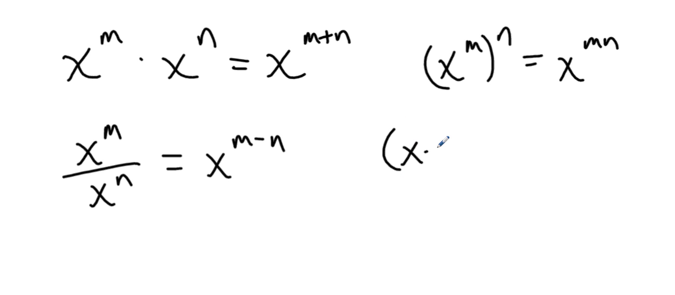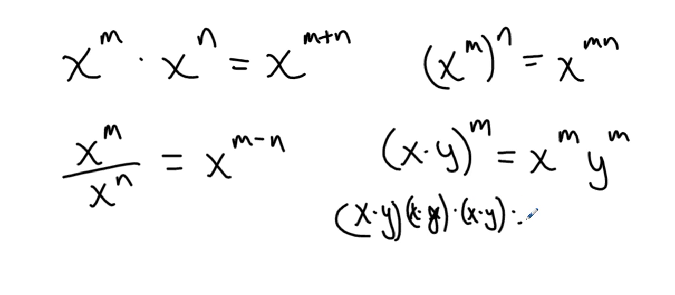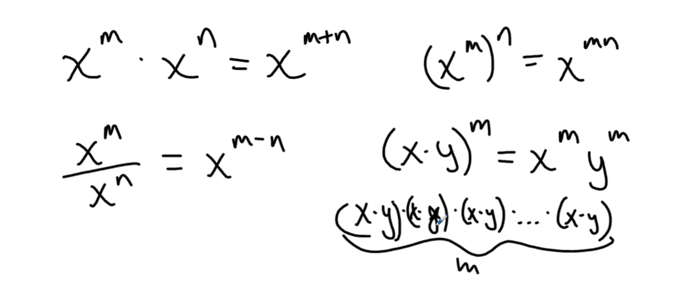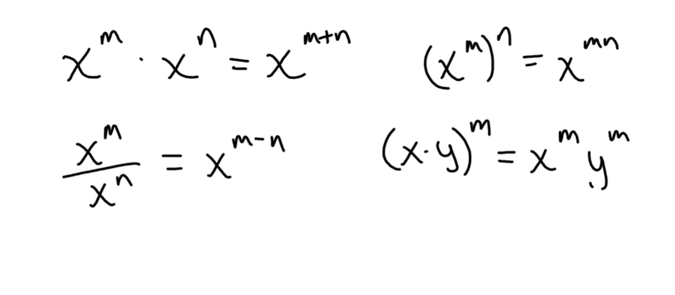Couple other rules you should be aware of. You should know that if I have x times y to the m power, that's the same as raising x to the m and multiplying that by y to the m. And that almost makes sense because this is xy times xy times xy and so on, and there are m of those. But we can rearrange those so that there are a whole bunch of x's and then a whole bunch of y's. How many? m x's, m y's, and that's what you've got sitting right there. So I think that kind of speaks for itself.